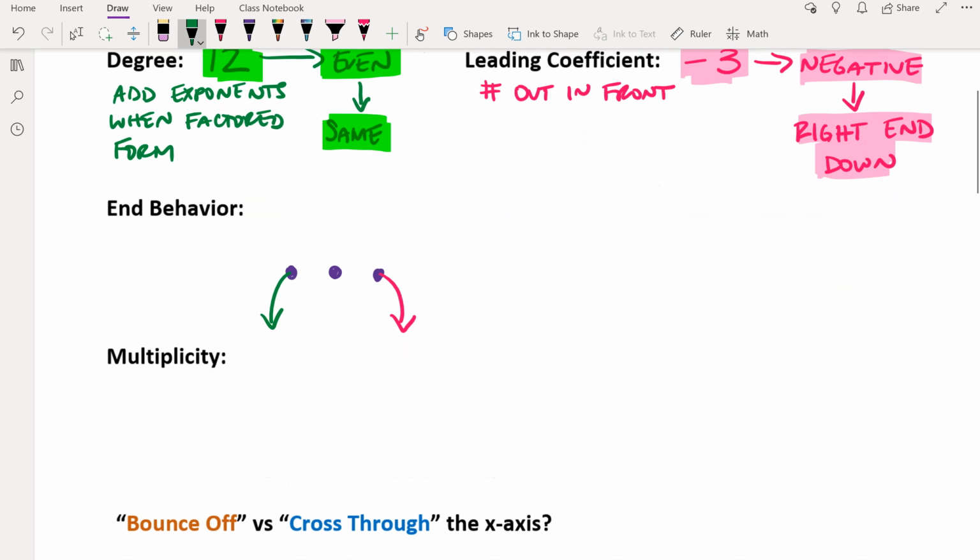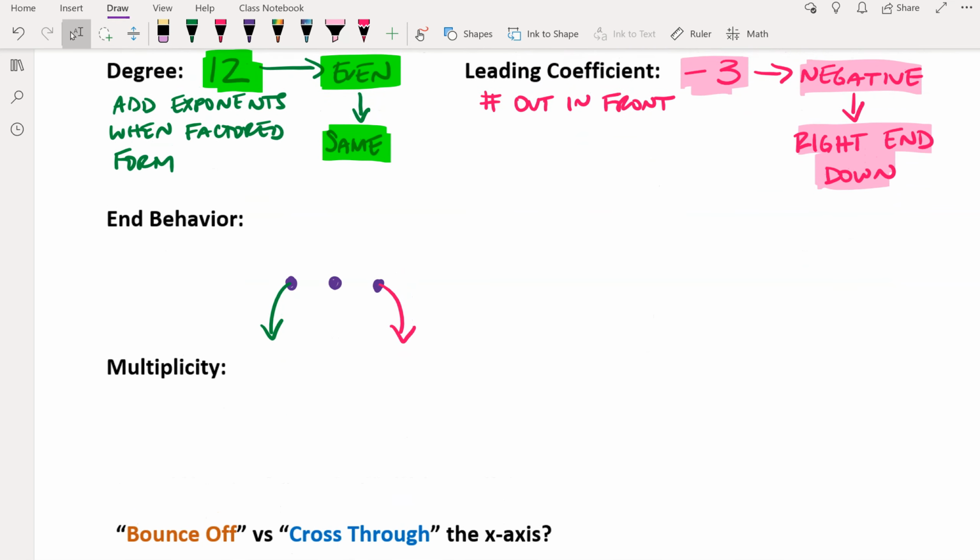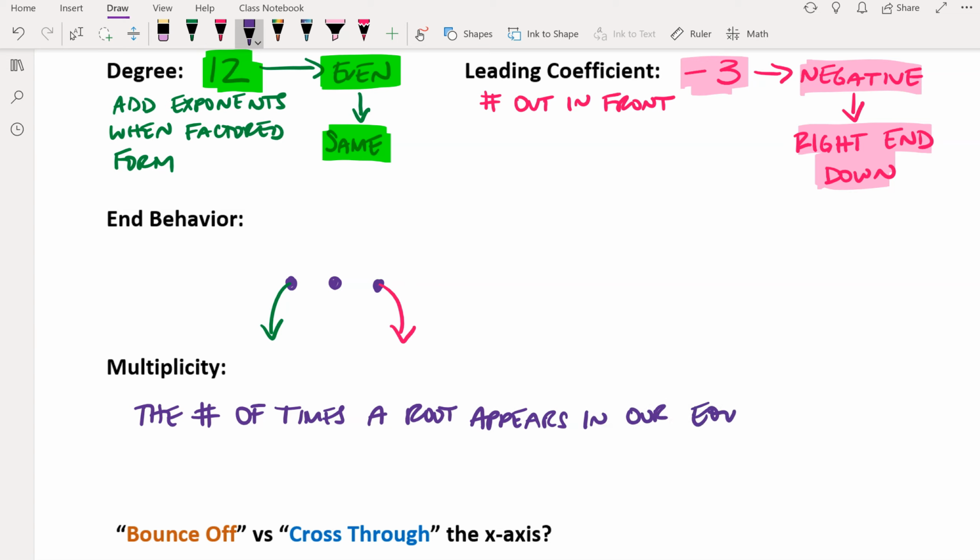Now let's go ahead and define something new. Multiplicity. So the multiplicity is, write this down, the number of times a root appears in our equation, or you could think of this as the exponent. This is the exponent on the root. The exponent on each factor.